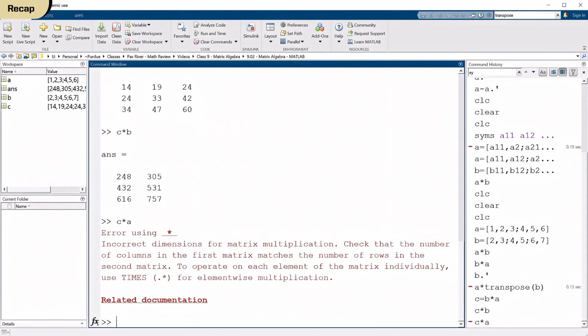So there we go. These are the basics of pushing matrices around in MATLAB. I hope this helps, and we'll talk to you next time.